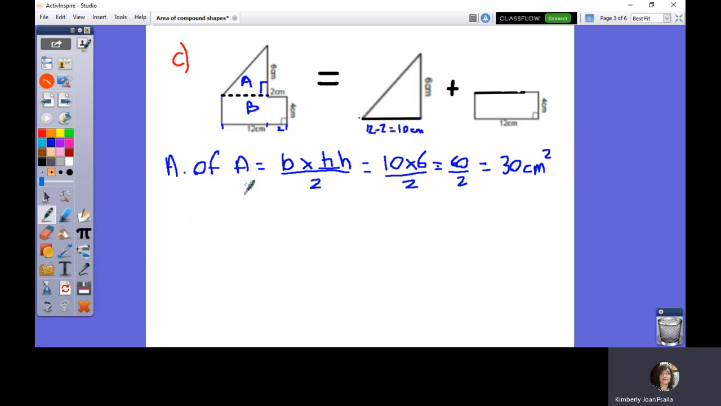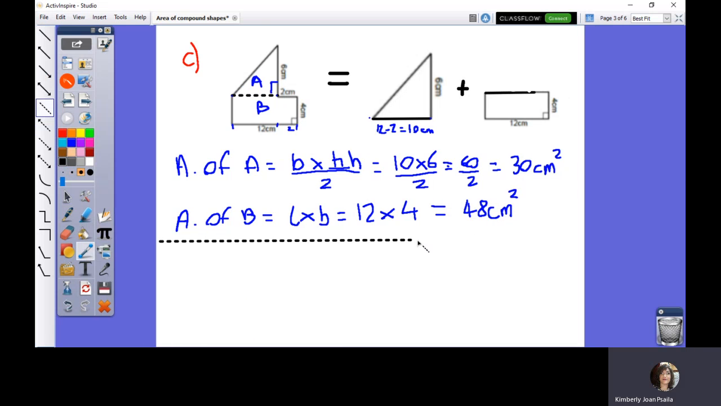Now we have to find the area of the rectangle B. Okay, so area of B, we find the area of a rectangle by multiplying the length by its breadth. So the length here is 12. You can see here 12 multiplied by 4. So 12 multiplied by 4 gives you the answer of 48 centimeters squared. And there you have your second area.